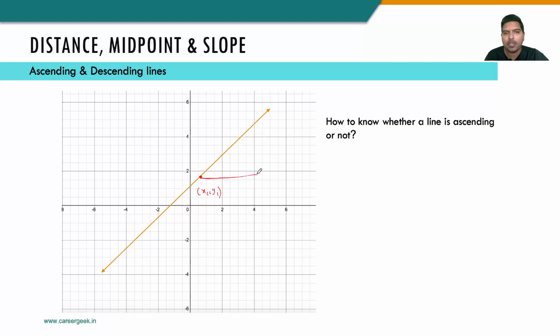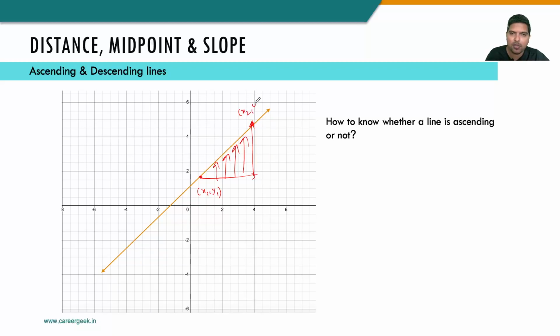And you increase x. How do you increase x? You move to the right. X increases from left to right. Now, as you increase x, check whether the y points are increasing or decreasing. You'll see that y points are increasing.